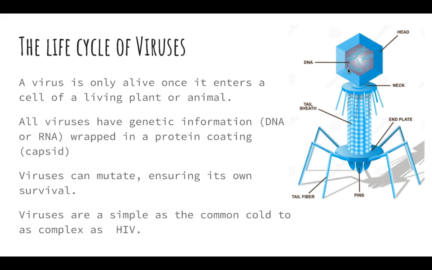Viruses can mutate, which ensures their own survival, even if our immune system tries to attack the virus. It could change a little bit, and maybe the immune system won't even recognize it as a virus. And viruses can be as simple as the common cold or as complex as the HIV virus.